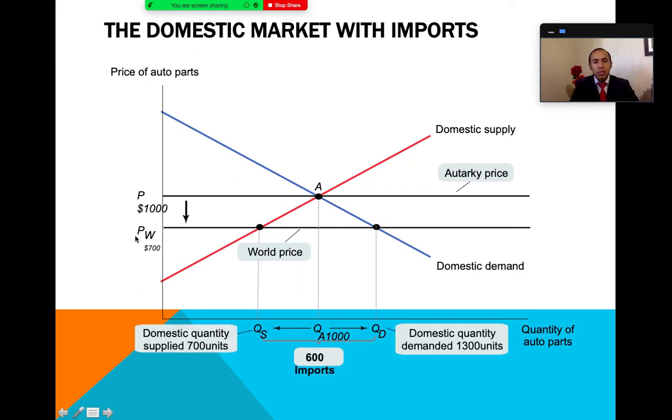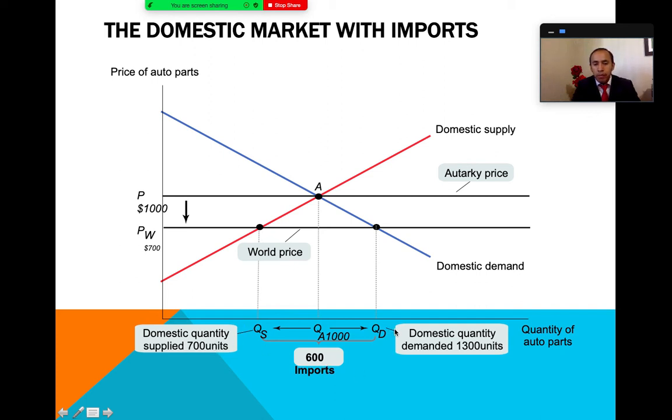So let's take a look at what happens here. With the lower price in the world for auto parts, or autos, of $700, consumers are demanding a domestic quantity demanded of 1,300 units. They demand more than the equilibrium quantity in the domestic closed scenario. With international markets, the consumer wants 1,300, but the domestic suppliers are only supplying 700 units because the price is lower. That's offset by the excess quantity demanded, which is satisfied with imports. So the difference between quantity demanded and quantity supplied is imported, which is 600 imports.